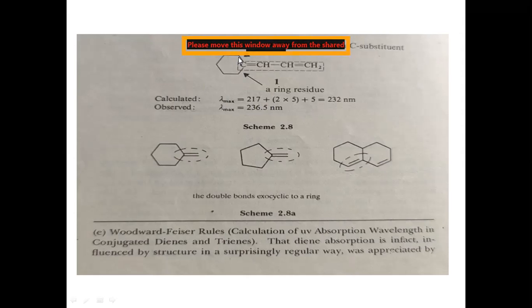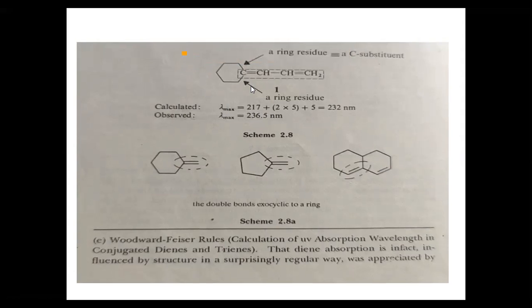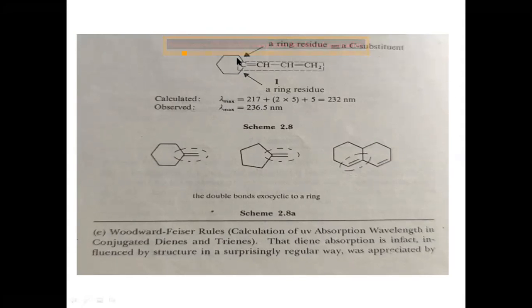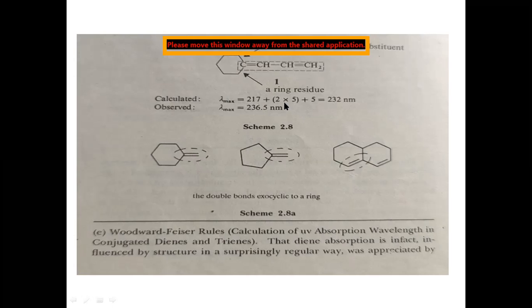Then there are two alkyl substituents. This is our basic compound, CH2. Here it should be CH2, isn't it? So one hydrogen atom is replaced by means of this carbon, and the other by means of this carbon atom. So two ring residues, we call them two ring residues. So 2 into 5, what will it be? 10, plus 5, as this bond is exocyclic to the ring.